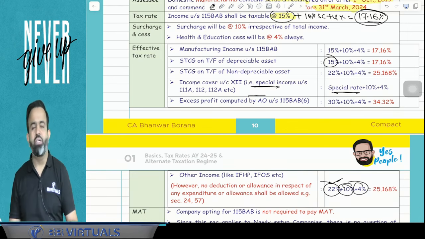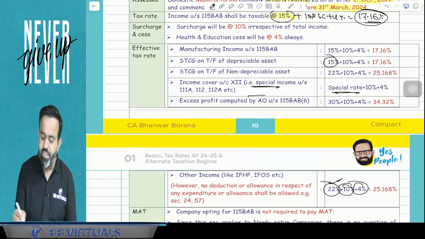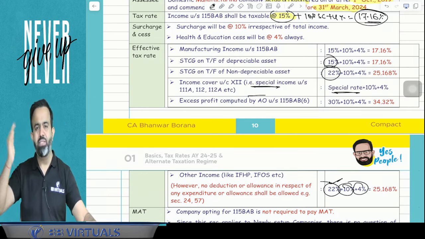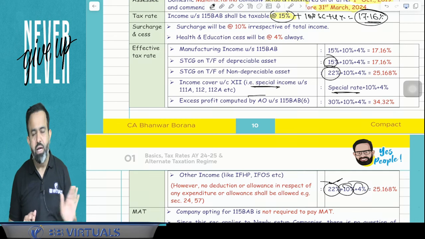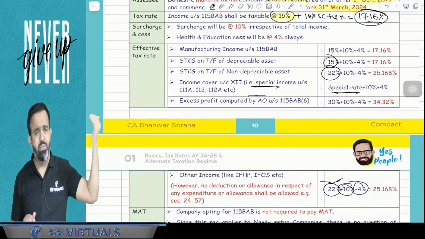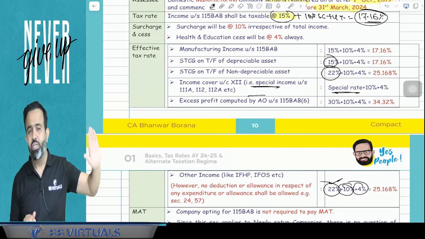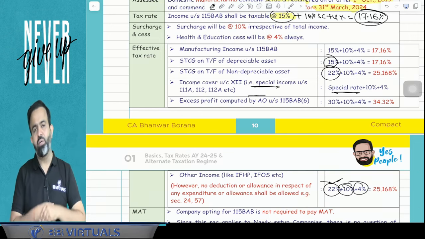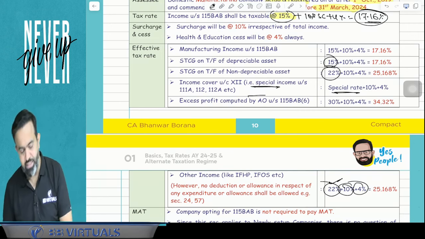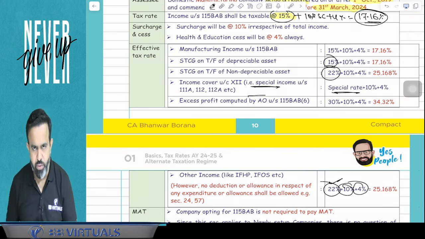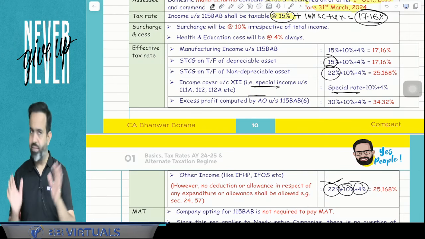But suppose there is a short-term capital gain other than on a depreciable asset, then guys, the tax rate is 22%. So what I'm saying is that if your manufacturing business income is taxable at the rate of 15%, other sources and house property income are taxable at 22%, and special rate income is taxable as per the special rate only. Now short-term capital gain on a depreciable asset is taxable at 15%, and short-term capital gain on a non-depreciable asset is taxable at the rate of 22%. And guys, always you have to add the 4% health and education cess and 10% surcharge.